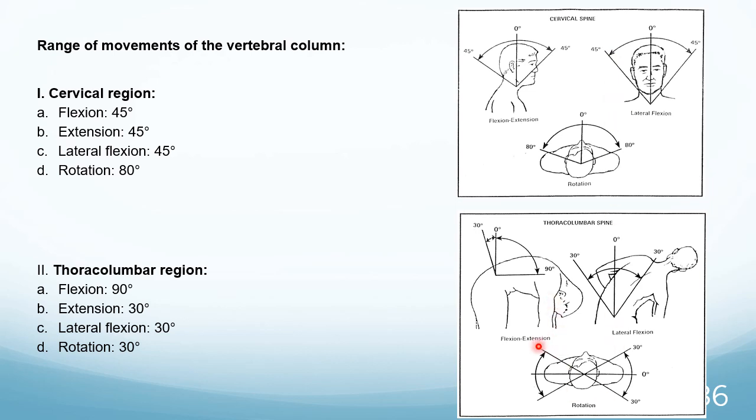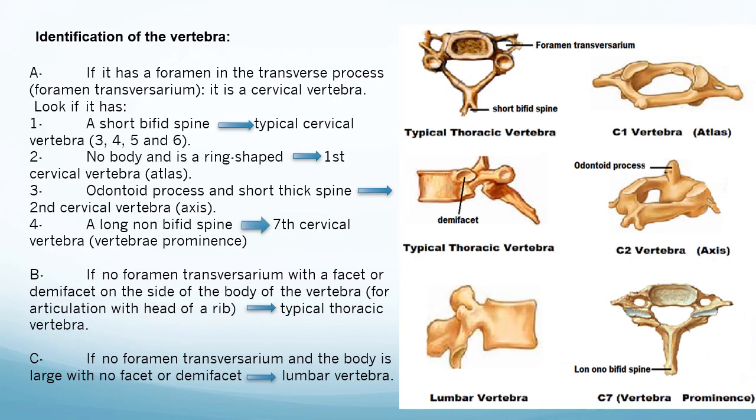While in the lumbar region, or thoracolumbar region, we can produce flexion of 90 degrees but extension of only 30 degrees. It produces lateral flexion either to the right or to the left of 30 degrees, and rotation of only 30 degrees. Here, this part is more practical.